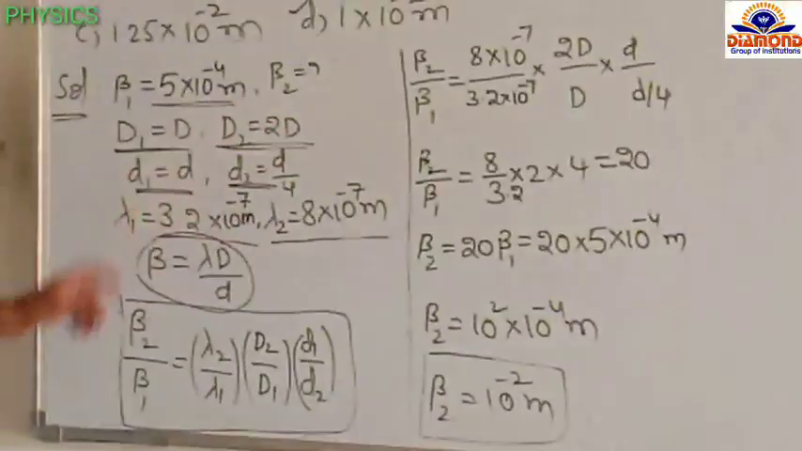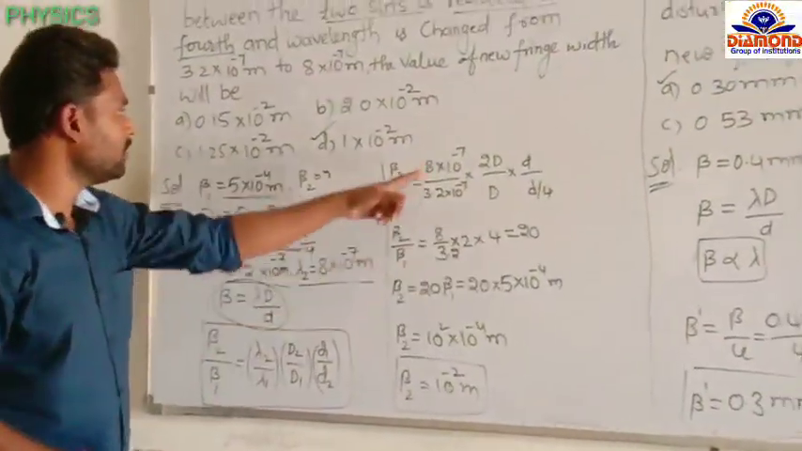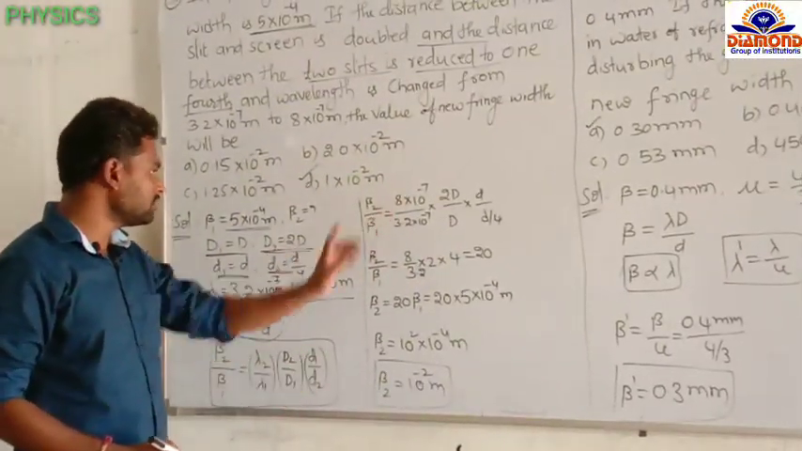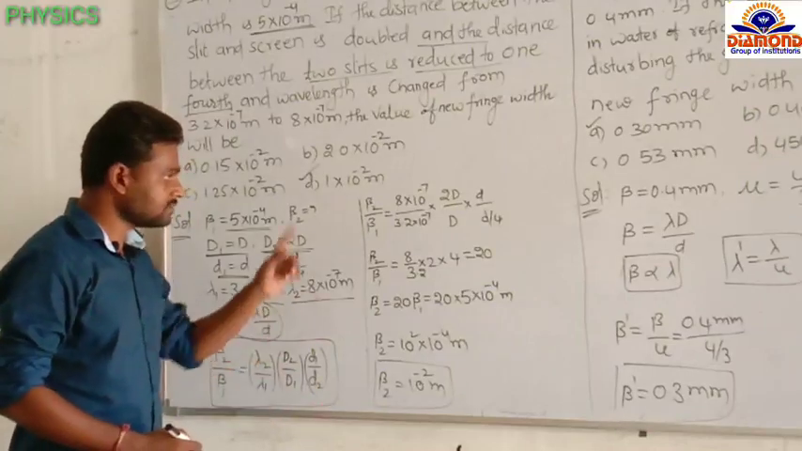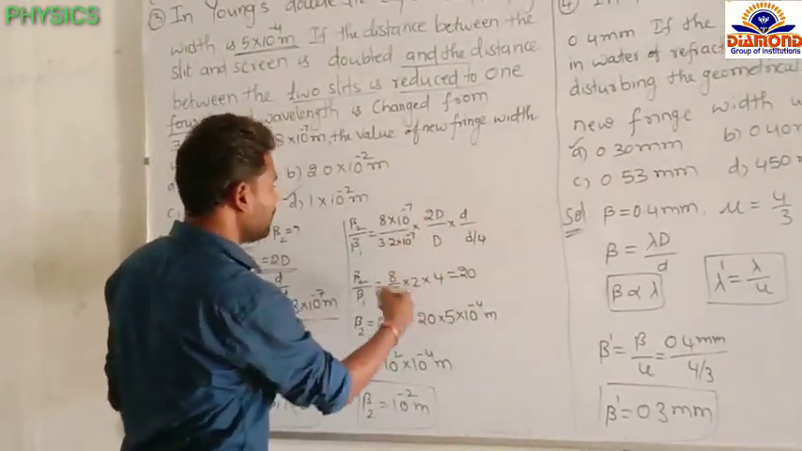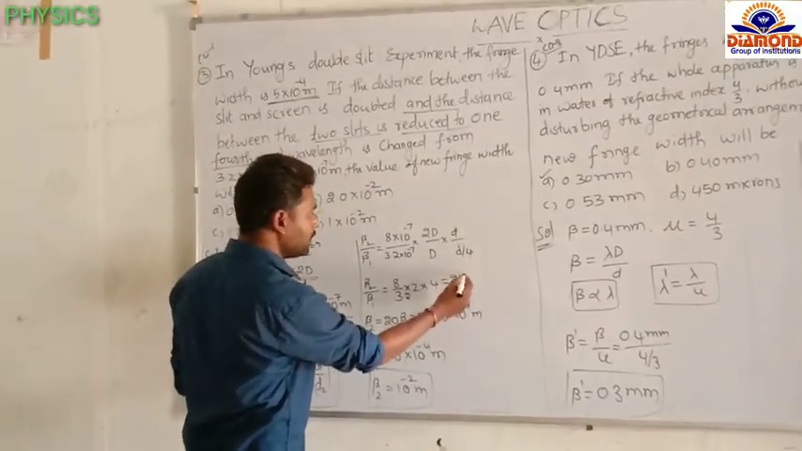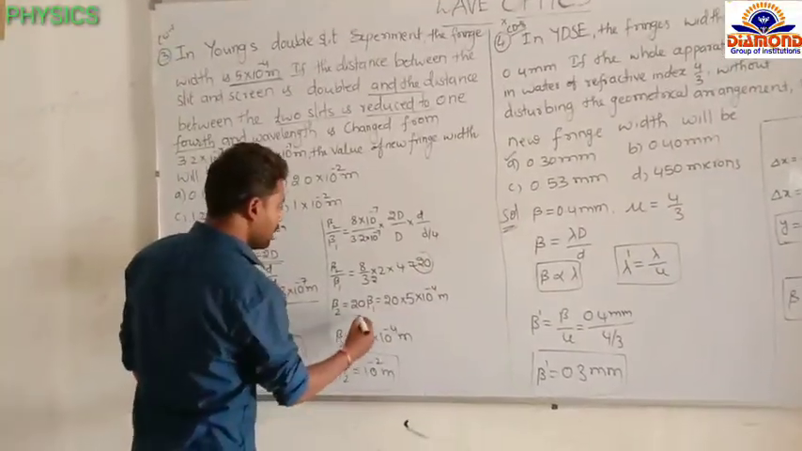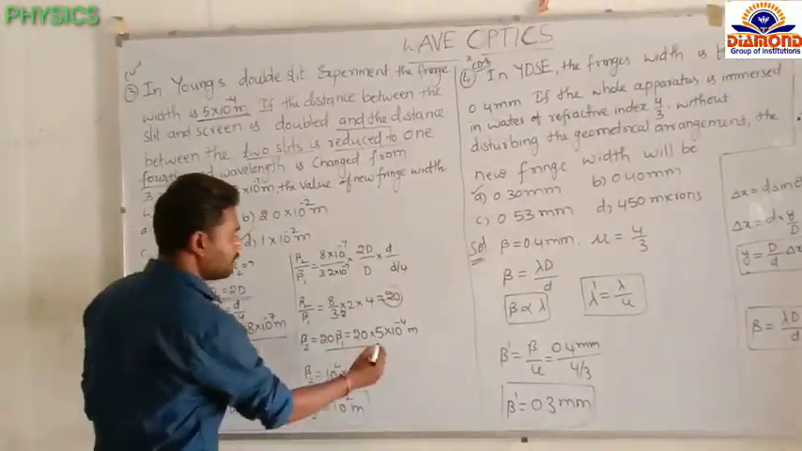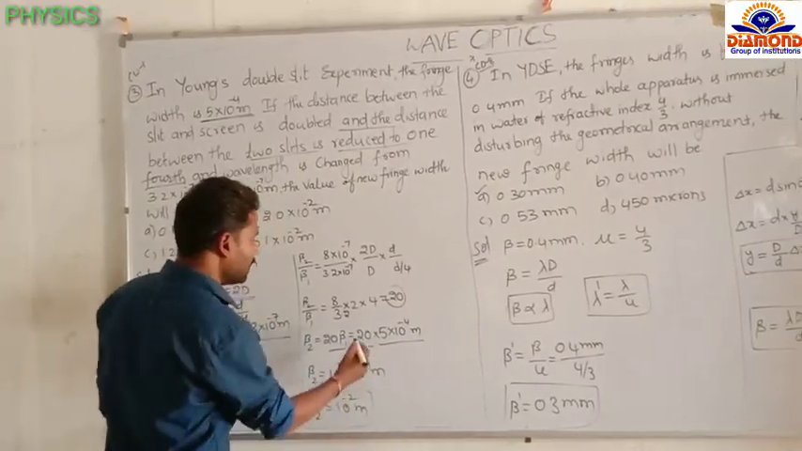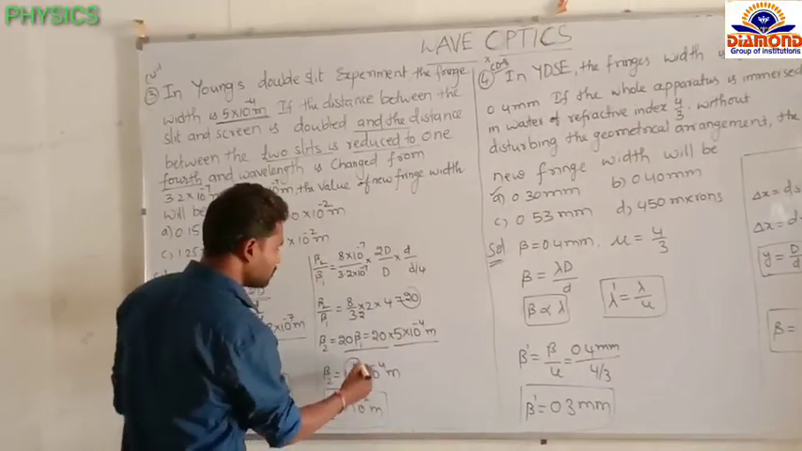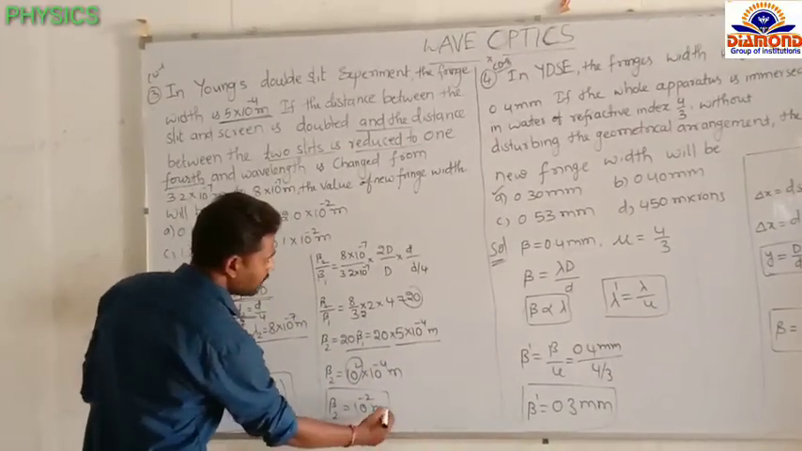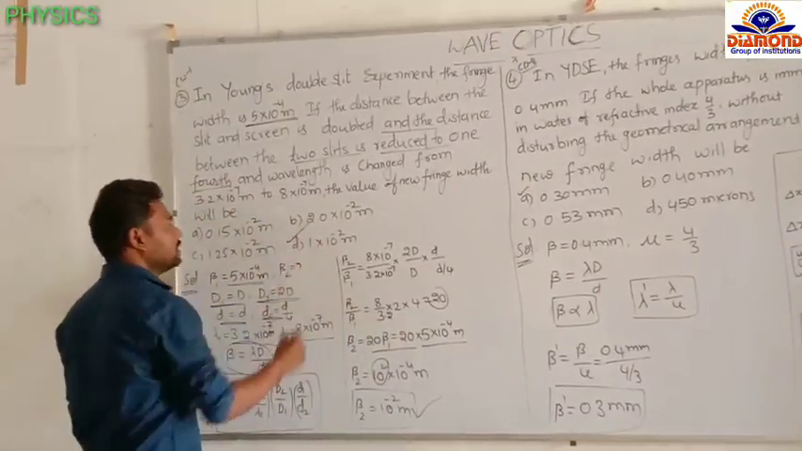Now substitute the values here. Beta 2 by beta 1 equal to lambda 2 value, lambda 1 value, the capital D2 value is 2d and D1 value is d. Small d1 value is small d and small d2 value is d by 4. Substitute here. After simplification we will get beta 2 by beta 1 equal to 20. Now beta 2 equal to 20 beta 1. Already they have given beta 1 value is 5 into 10 to the power of minus 4 meters. So substitute here and multiply 20 into 5, which is 100. 100 means 10 square, 10 square into 10 power minus 4 meters. So beta 2 equal to 10 power minus 2 meters. Option D is the right answer.